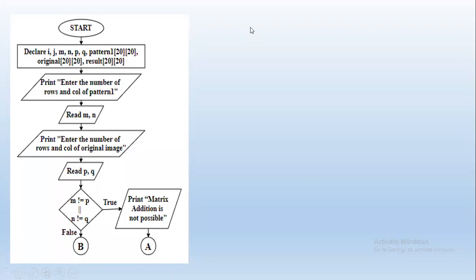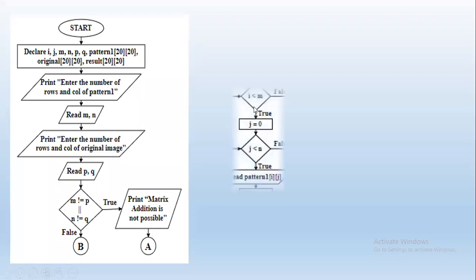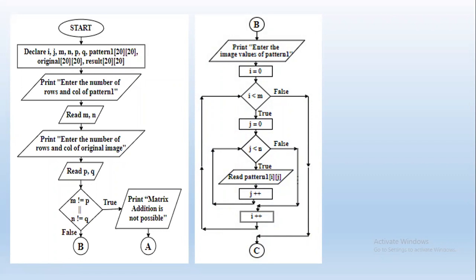So print addition is not possible. Else we can add. So here we have a connector B. So there are different parts of the flow chart. Okay. So this part next we are going to take. I have explained this in detail. I expect you all please watch that video.